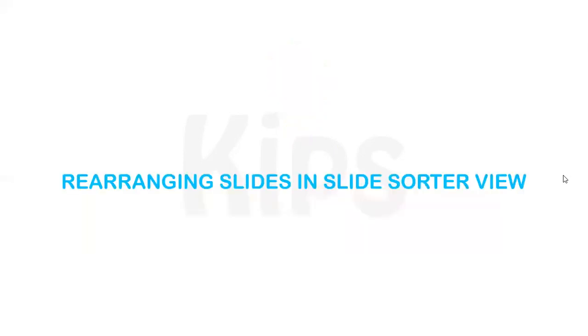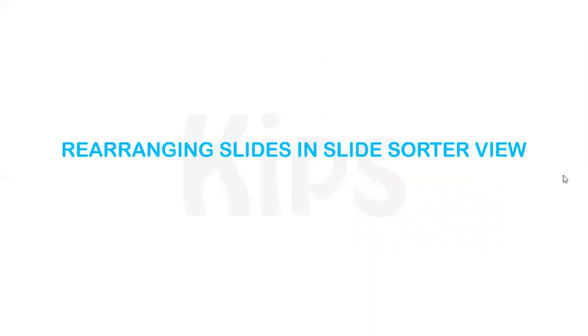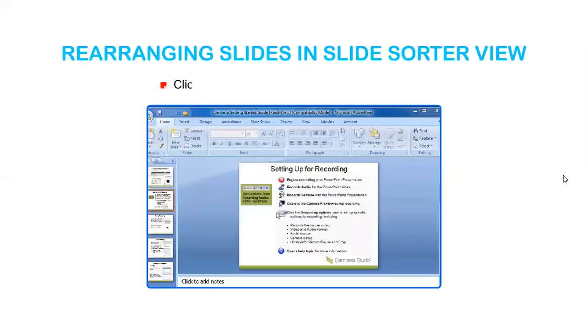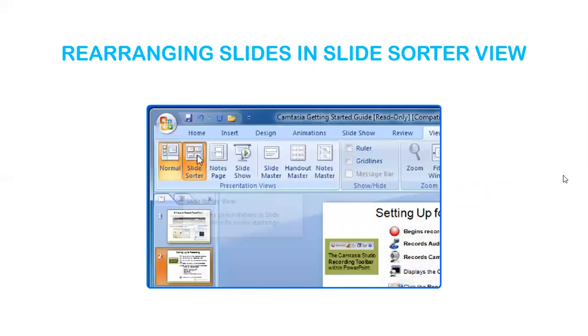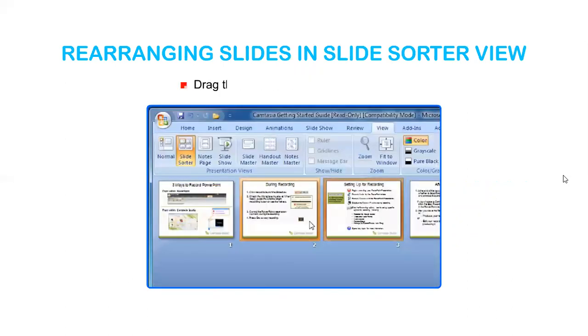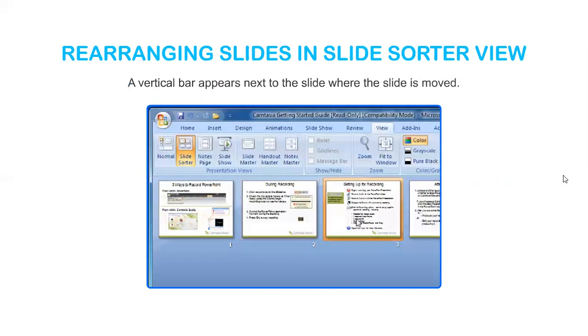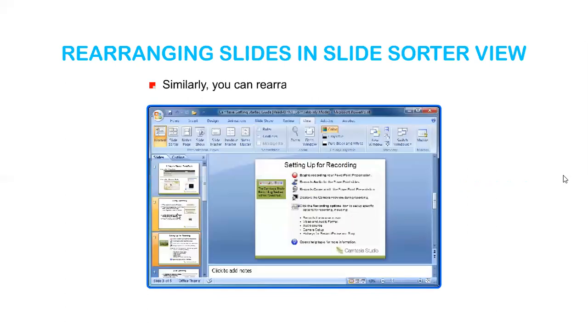Let us now rearrange slides in slide sorter view. Click on the slide sorter button on the view tab. Select the slide that you want to move. Drag the selected slide to a new location. A vertical bar appears next to the slide where the slide is moved. Similarly, you can rearrange slides in the outline tab.